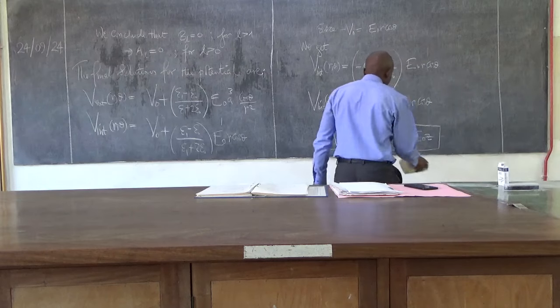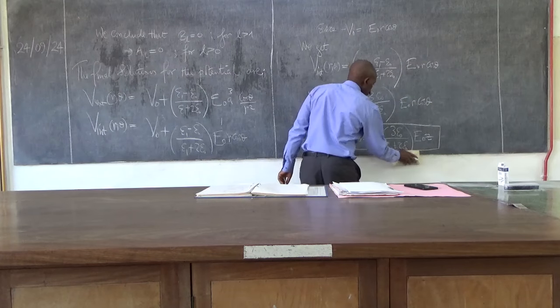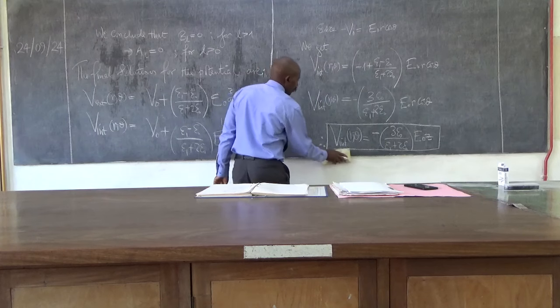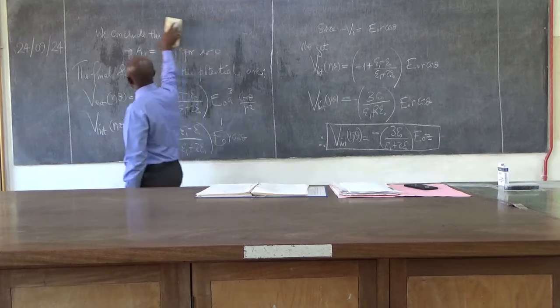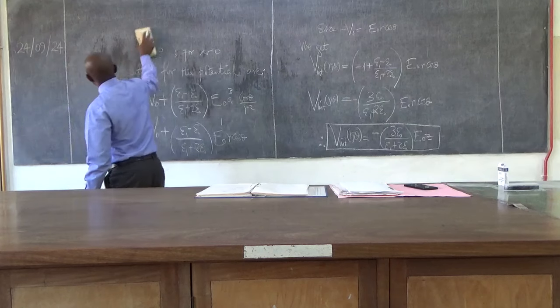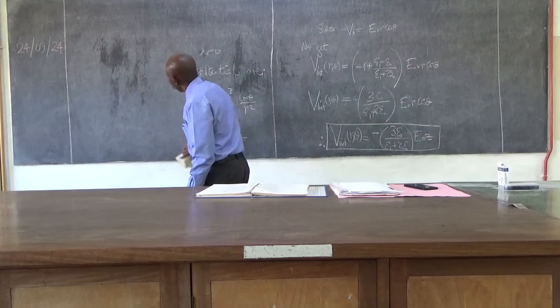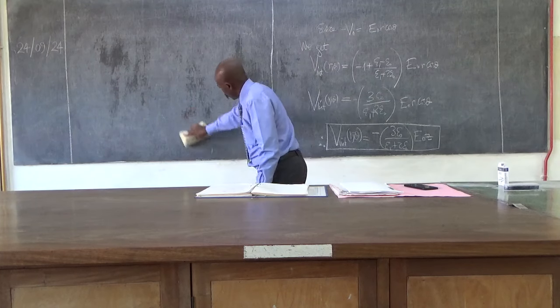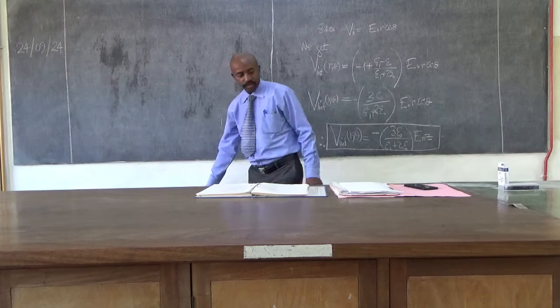So we got the internal potential. Once we got the internal potential, then we can now find out the external potential, given that V naught equals minus E naught R cos theta.